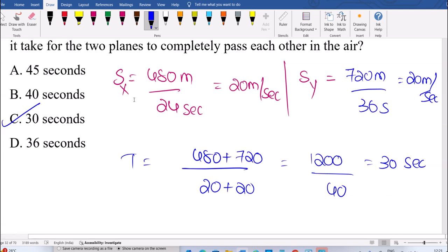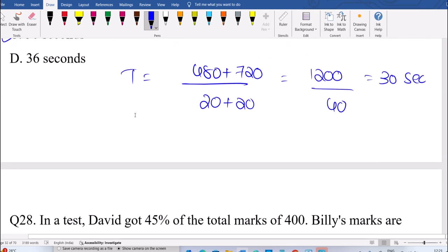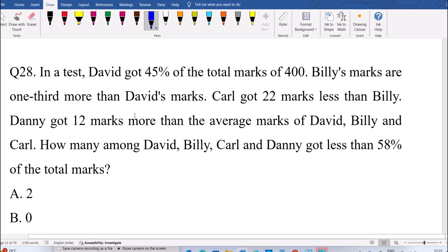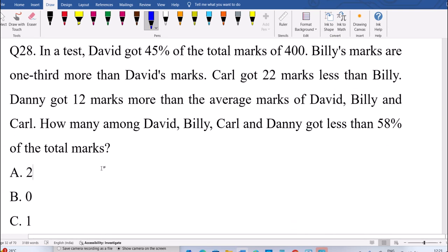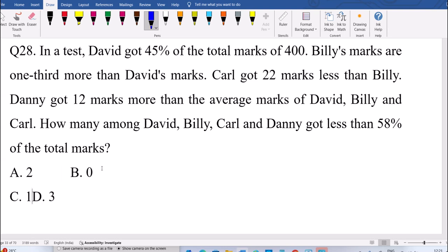Now see the next one. Still we are not done with one set of paper also. See the next one.